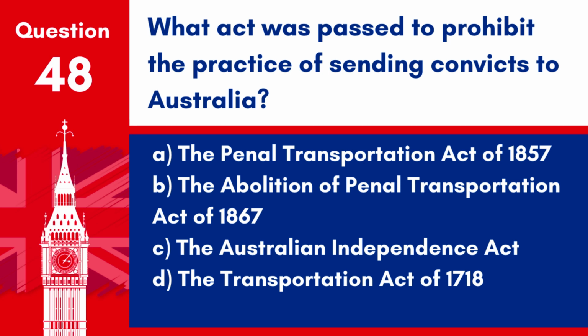A. The Penal Transportation Act of 1857. B. The Abolition of Penal Transportation Act of 1867. C. The Australian Independence Act. D. The Transportation Act of 1718.